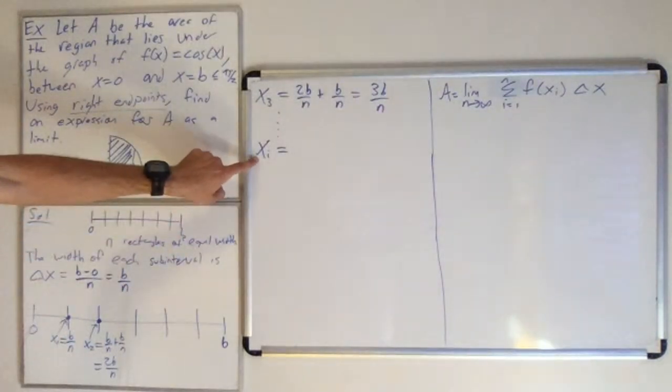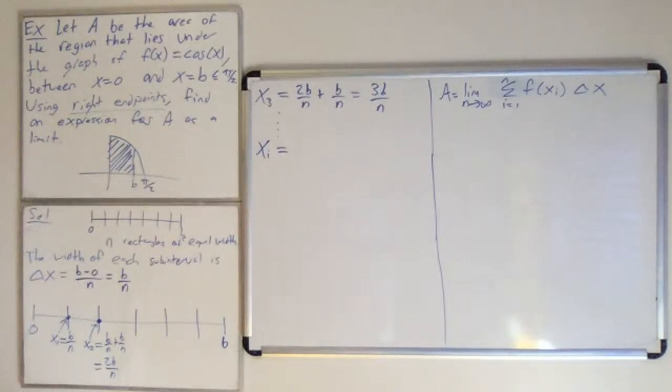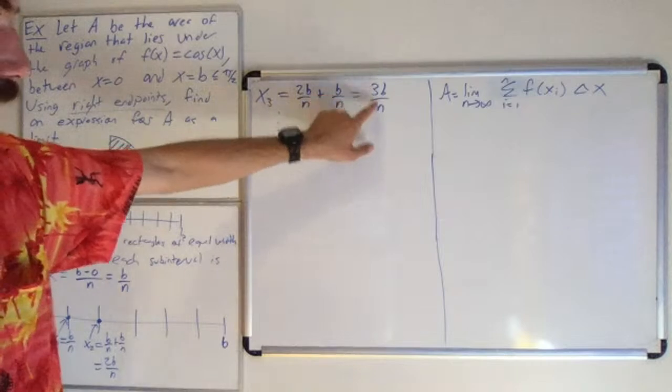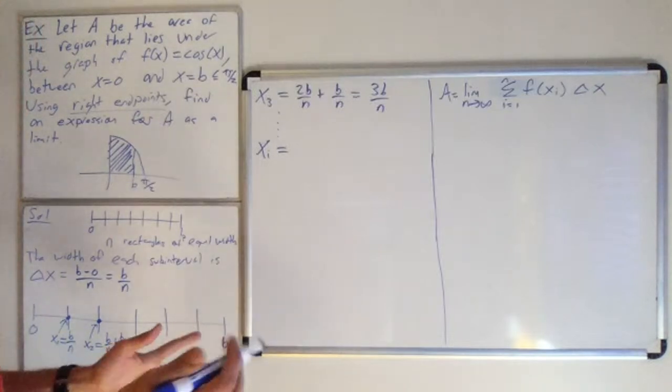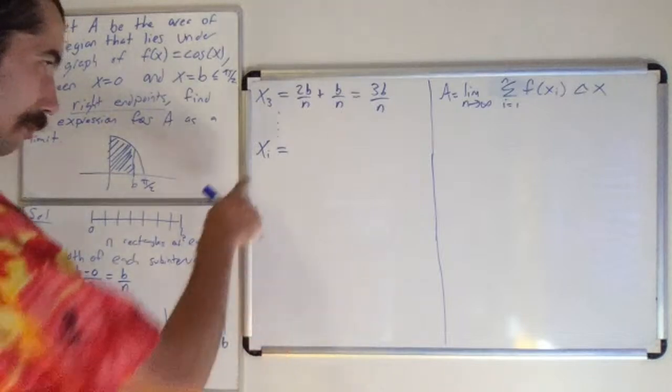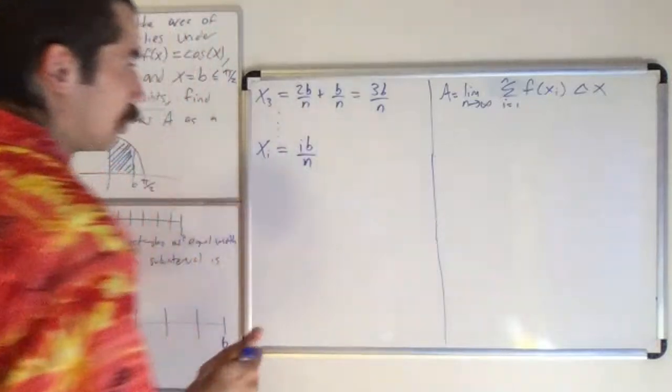Okay, so what is the ith right endpoint? The first one is b over n. The second one is 2b over n. The third one is 3b over n. Nice. Yeah, Nicole is right. The ith one is i, here just being a number, not the imaginary number, times b over n.